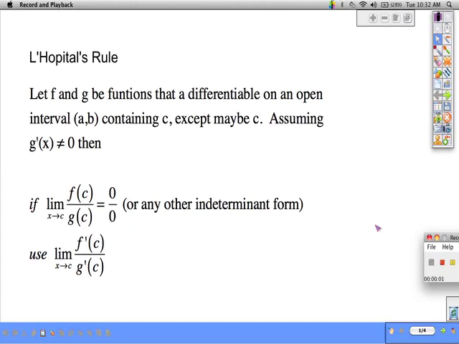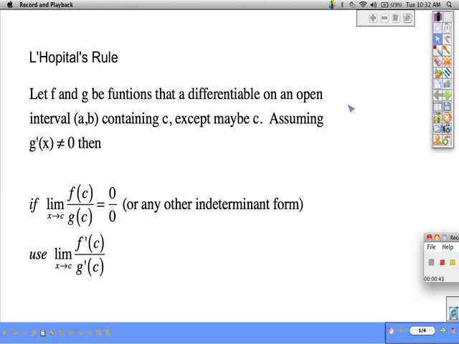L'Hopital's rule is a rule for finding limits, and it's applicable if you're trying to find the limit of something that's in indeterminate form. So 0 divided by 0, or 0 to the infinity, or anything like that. It's applicable if the two functions, the numerator and denominator, are differentiable on an open interval that contains the value that you're taking the limit to.